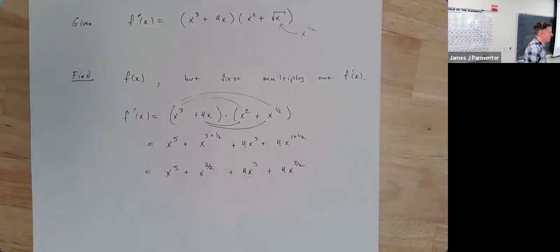There's the multiplying out if you want to check what your work looks like, and then you still need to anti-differentiate that.